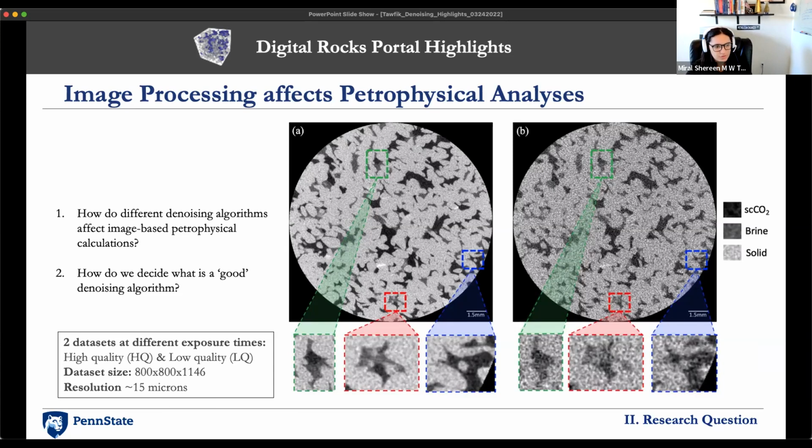And if we look at the zoomed in features, we can get some idea of the types of errors that can result in our petrophysical analysis due to noise, like inaccurate porosity and saturation calculations. And it's even worse for interfacial properties like interfacial areas or contact angles, for example. So if we look, say here in just the first one, we see that there's a CO2 blob here and it's surrounded by brine on either side. That's in the high quality image, but in the noisier version, it's very hard to see that boundary. So that will definitely affect our saturation quantification.